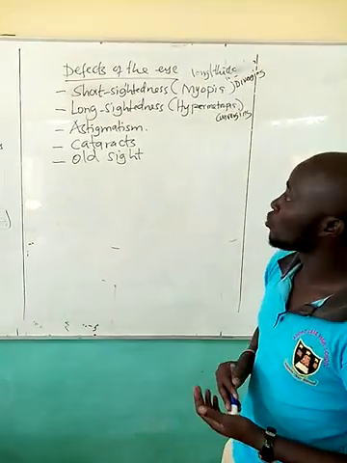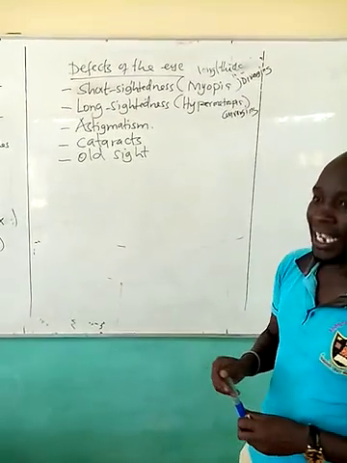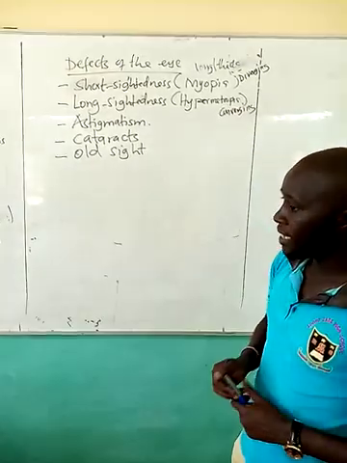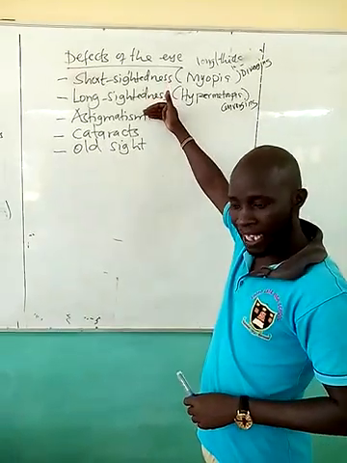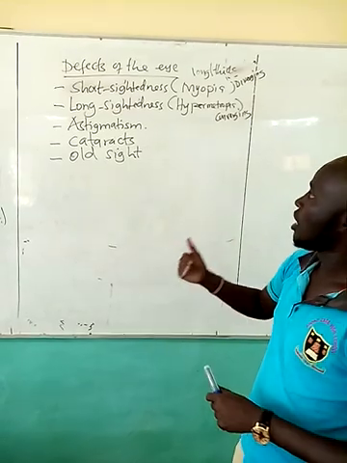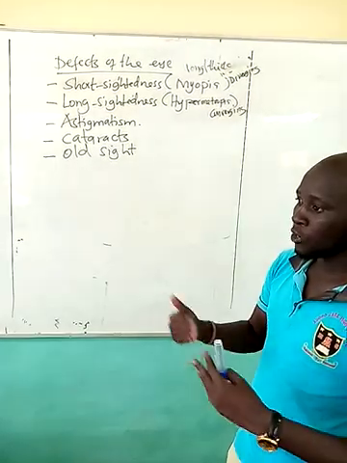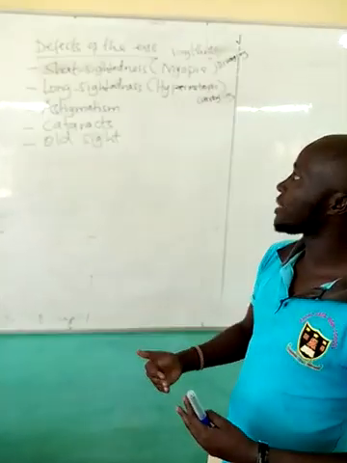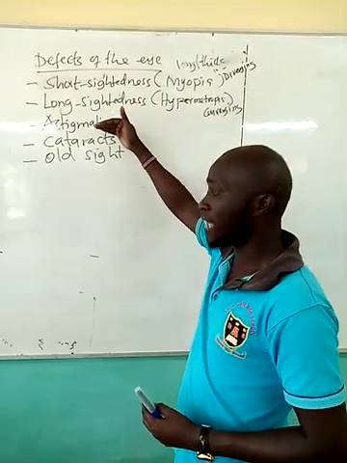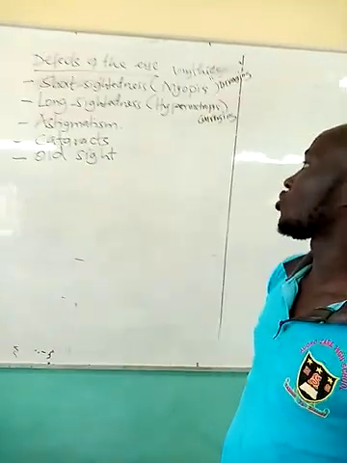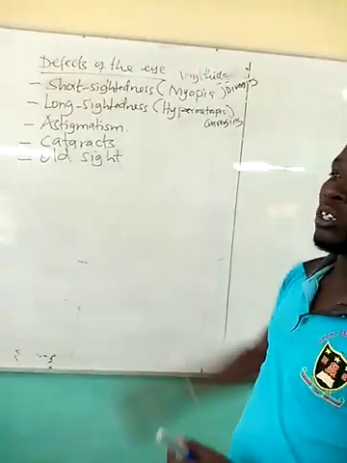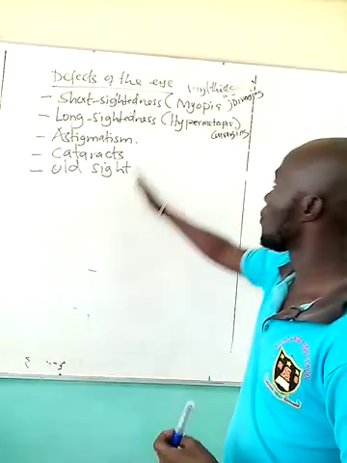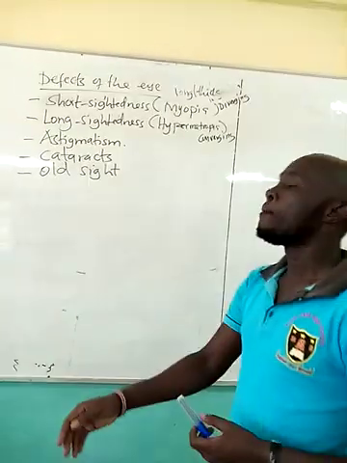The next one is what we are calling long-sightedness. Again, we are not talking about long sight. Long sight is not a defect. So if you talk about long sight, you may not get it right. If you don't want to say long-sightedness, then we are talking about hypermetropia.